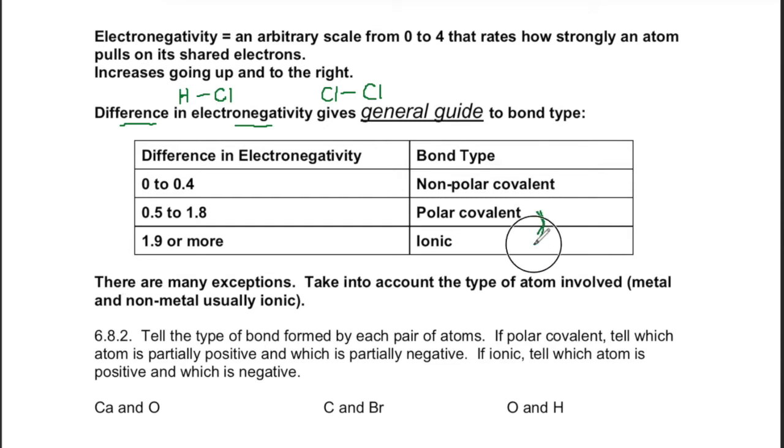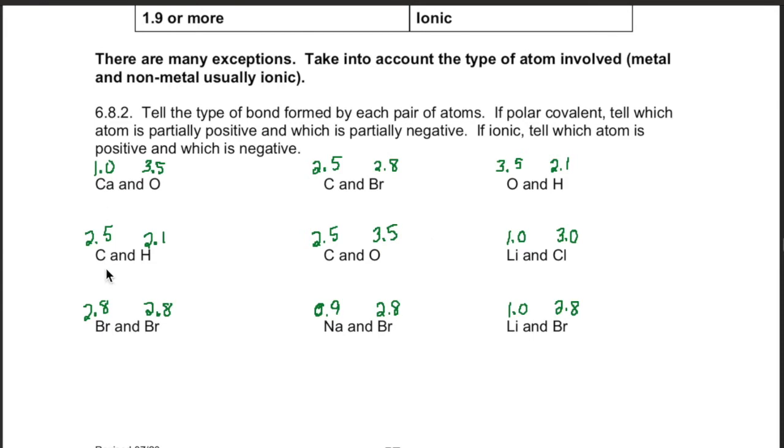I especially wanted to point out here that sometimes you will have ionic compounds that have less than a 1.9 difference. We'll see that down below in one of our examples. So if you have a metal and a non-metal, then even if the difference between them is only 1.8 or 1.7, that would still be an ionic compound. I have gone ahead and copied down from the LibreText table the values for the electronegativities of these different elements in this problem. And that's how we are going to decide what type of bond these form.